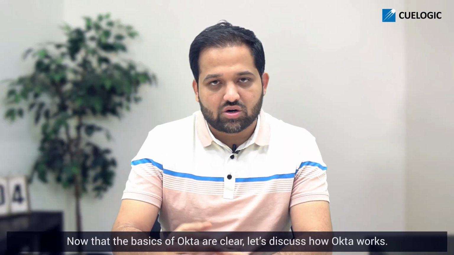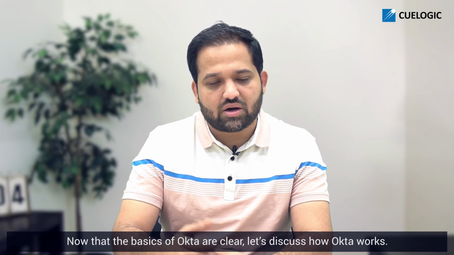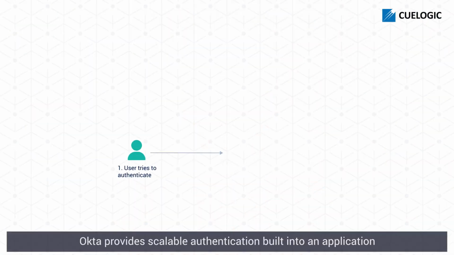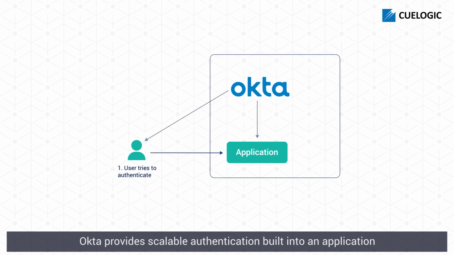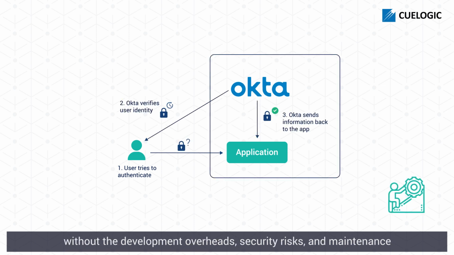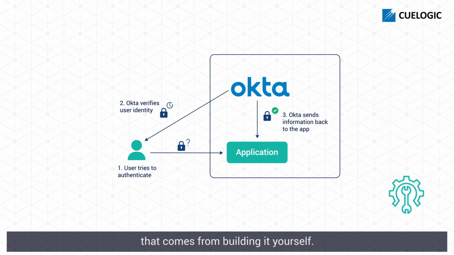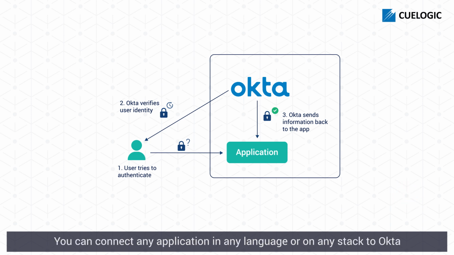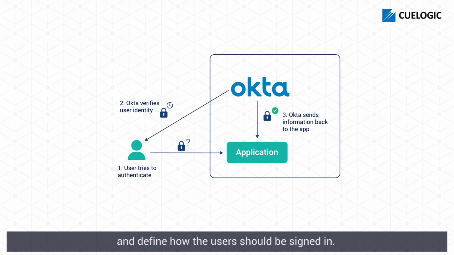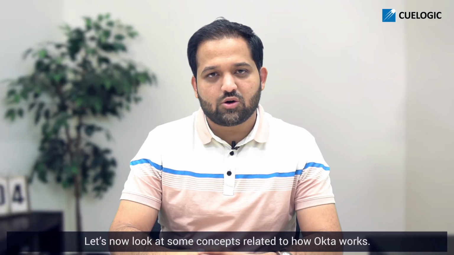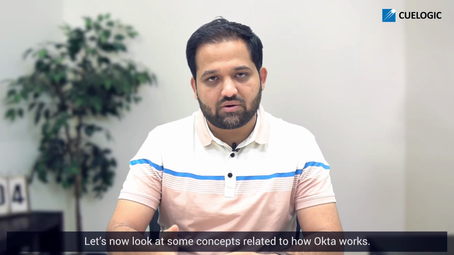Now that the basics of Okta are clear, let's discuss how Okta works. Okta provides scalable authentication built into an application without the development overheads, security risk, and maintenance that comes from building it yourself. You can connect any application in any language or on any stack to Okta and define how the user should be signed in. Each time a user tries to authenticate, Okta will verify their identity and send the request information back to the app. Let's now look at some concepts related to how Okta works.